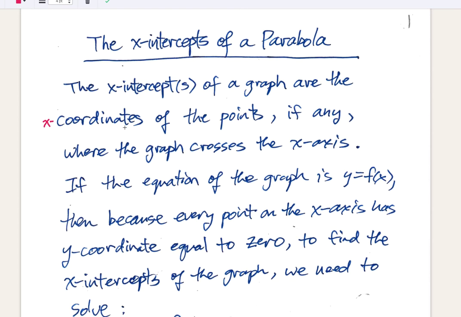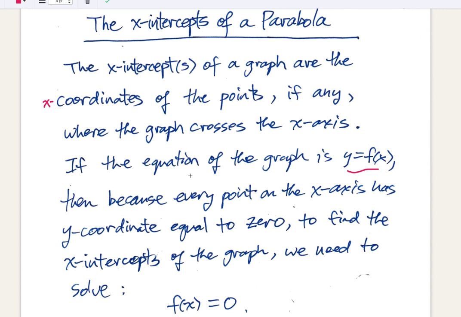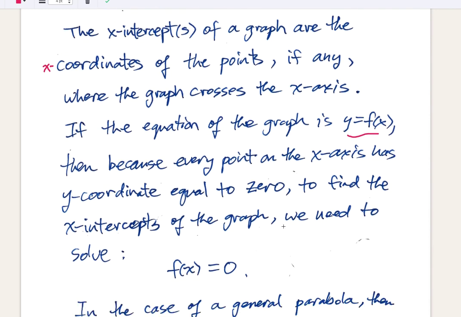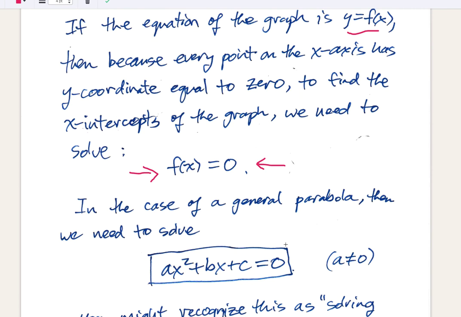Okay, so with that definition in mind, if the equation of the graph is y equals f of x, then because every point on the x-axis has y-coordinate equal to 0, to find the x-intercepts of the graph, we need to solve this equation. So you're just going to have y set to 0. So you've got f of x equals 0, and you need to solve that. The solutions would be the x-intercepts, okay? All right.